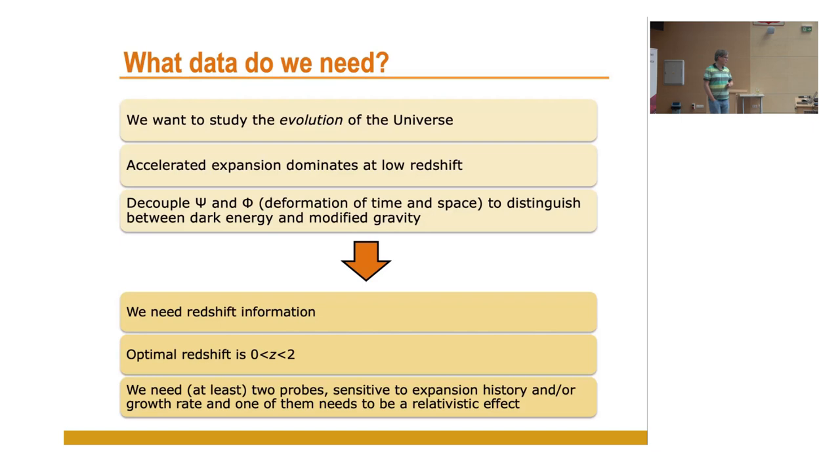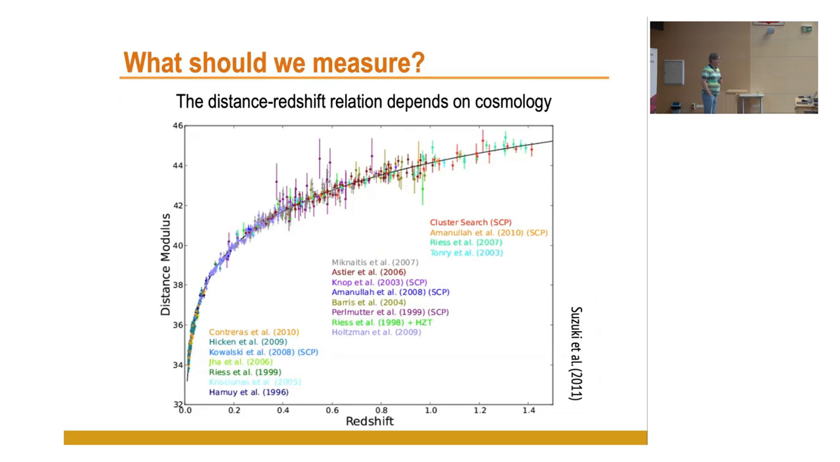Okay, let's quickly review some probes then. This is probably the one you've all seen because it's the textbook one, although this is not the measurement that resulted in the Nobel Prize. If you look at the 1998 measurements, that was a very marginal detection of the cosmic acceleration. But since then, these measurements have been improved dramatically and continue to improve.